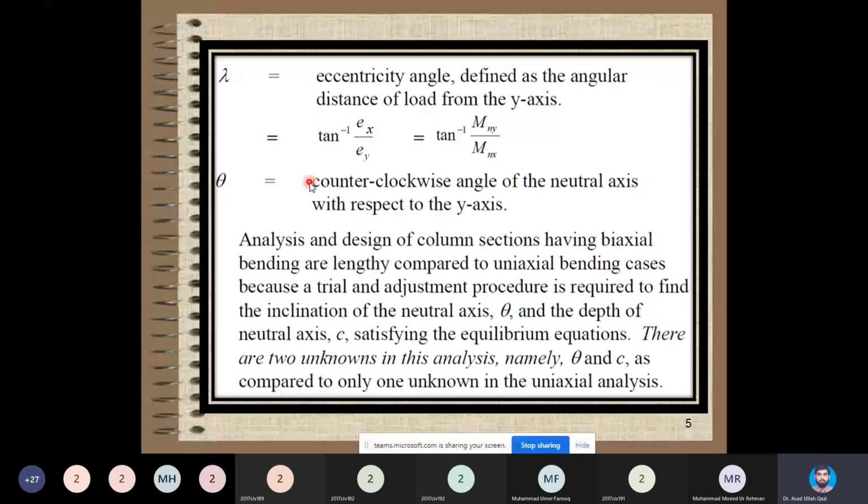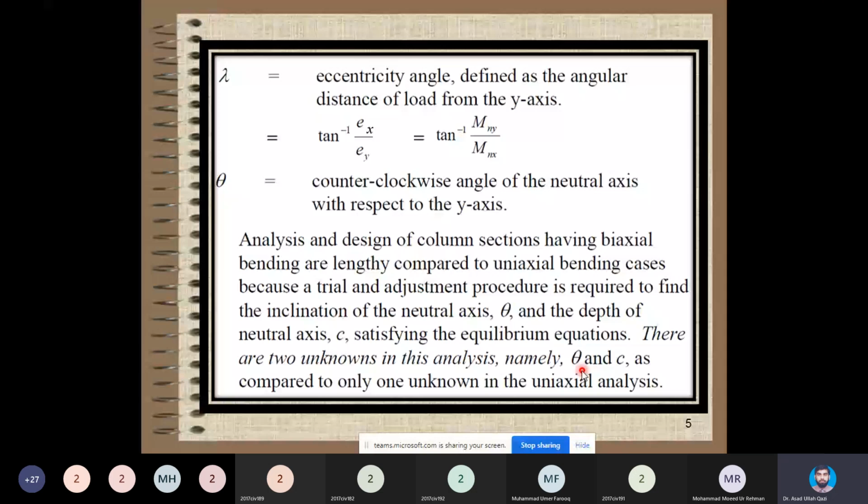Analysis and design of column sections having biaxial bending are lengthy compared to uniaxial bending cases, because a trial and adjustment procedure is required to find the inclination of the neutral axis theta and the depth of the neutral axis C, satisfying the equilibrium equations. There are two unknowns in this analysis, namely theta and neutral axis depth, as compared to only one unknown in uniaxial cases, which was only the neutral axis depth. Here we have two targets, not only the neutral axis depth, but also its inclination.